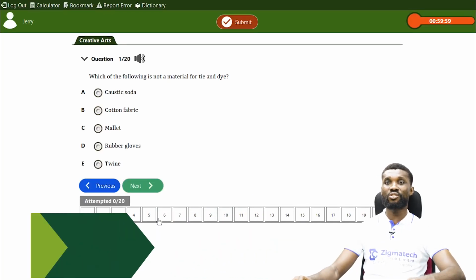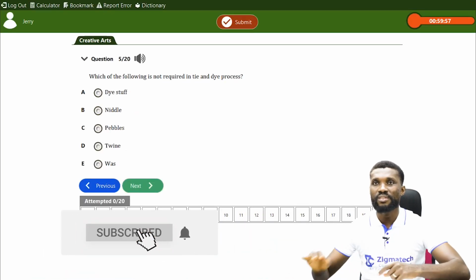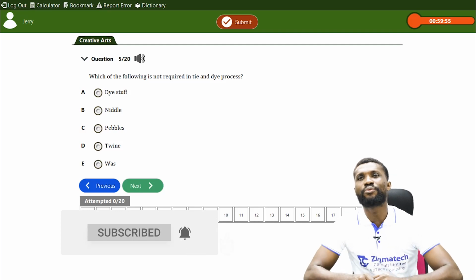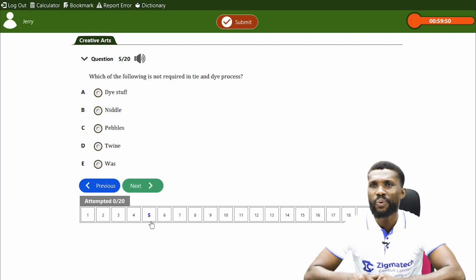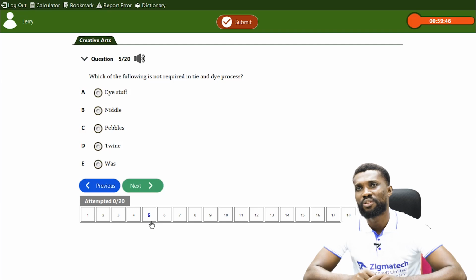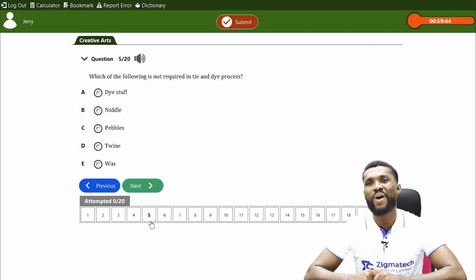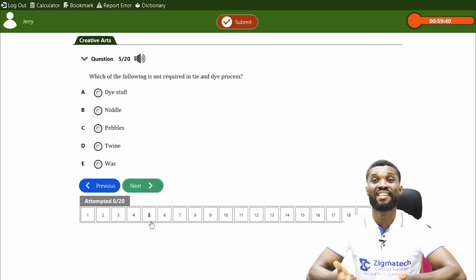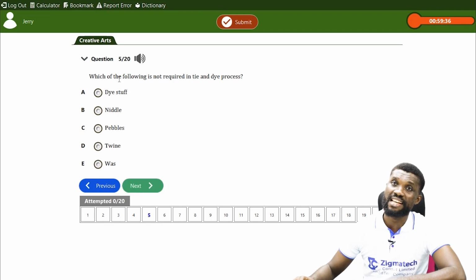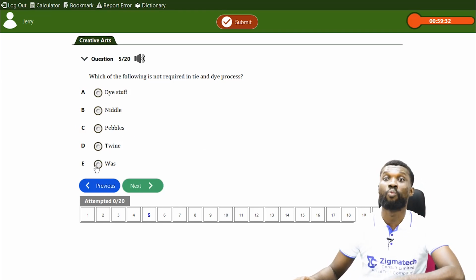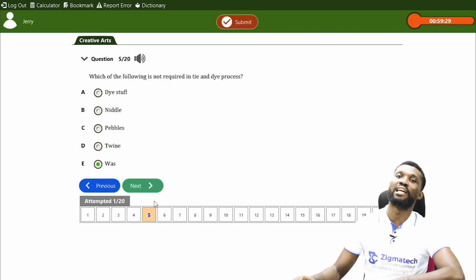And then let's try question number 5. Which of the following is not required in tie and dye process? Number 1, dye stuff. Number 2, needle. Number 3, pebbles. Number 4, twine. And number 5, was. The answer is so clear. So was is the answer, because you need a dye stuff, you need a needle, you need pebble, you need twine. What you don't need is was.